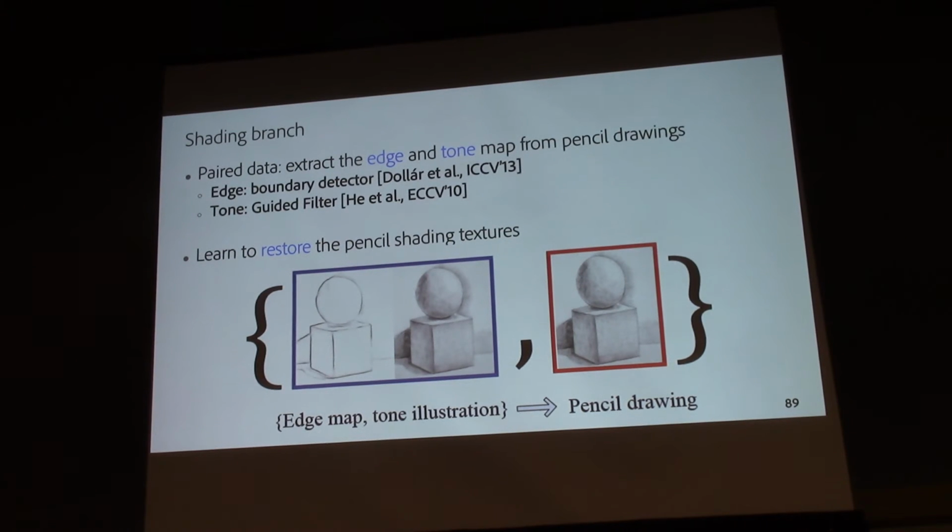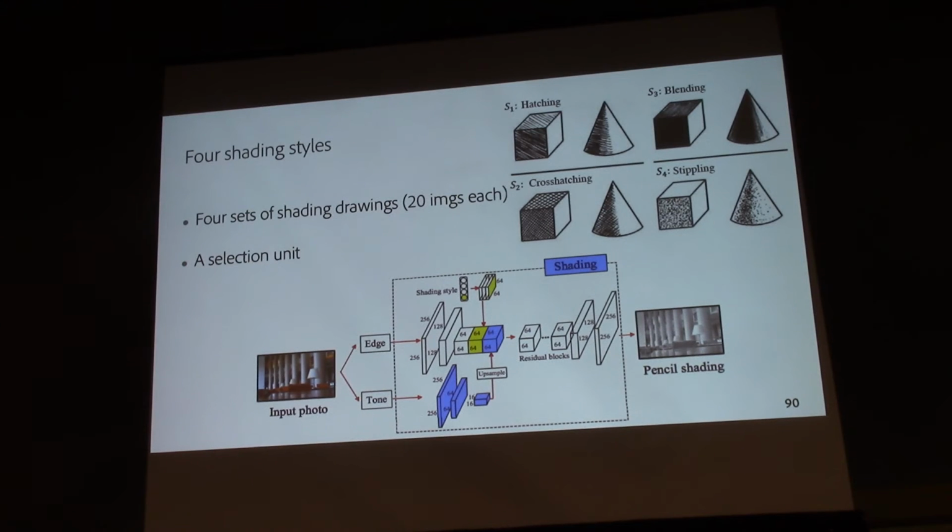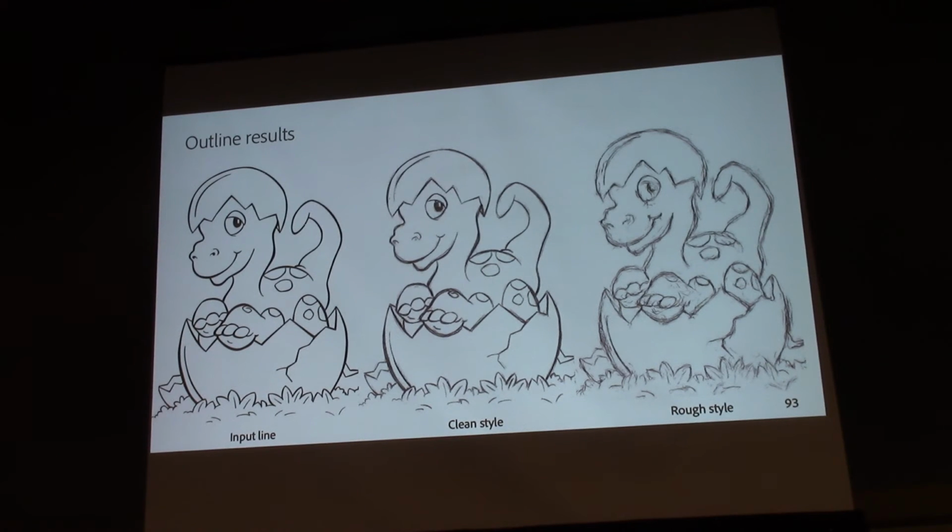One is the tone and one is the edge map. And we use guided filtering to get the tone and some edge detection to get the edges. And again, the training is done very similarly, with a one hot vector that can choose different types of shading. Some results of just the outline branch.